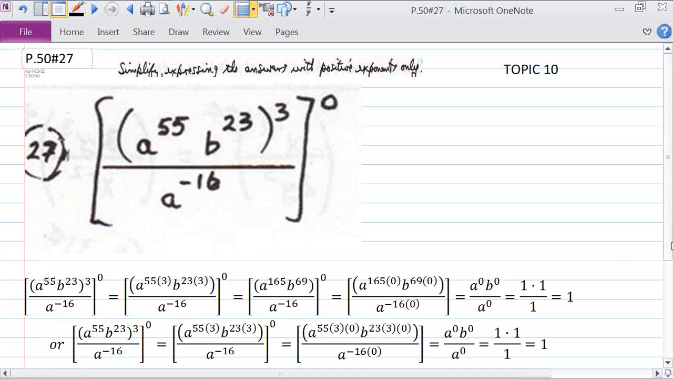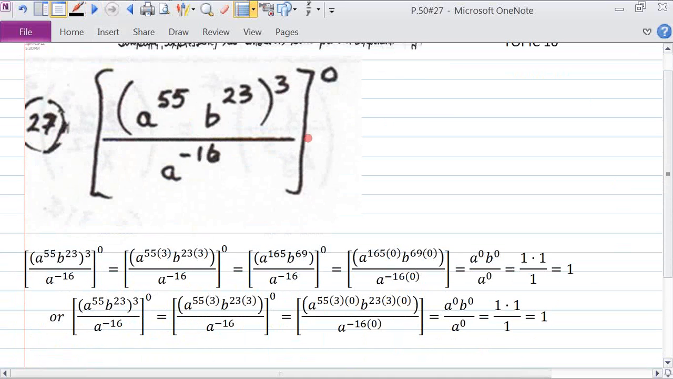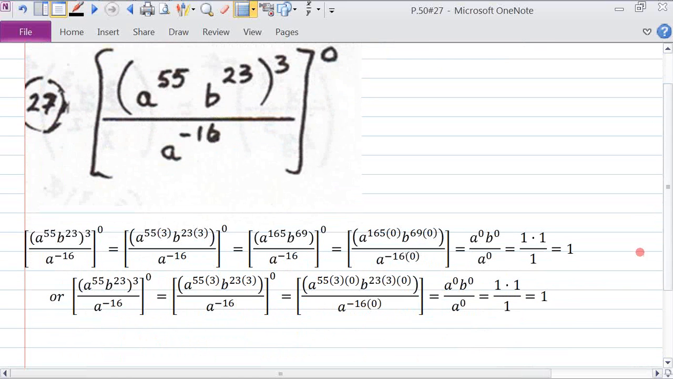Now this problem, one could just stop right at the very beginning and say the answer is 1, because anything to the 0 power is 1. You can see this whole bracket and this term here are all raised to the power 0. So you could just put 1, but let's look a little more carefully and see what we can use to prove this.